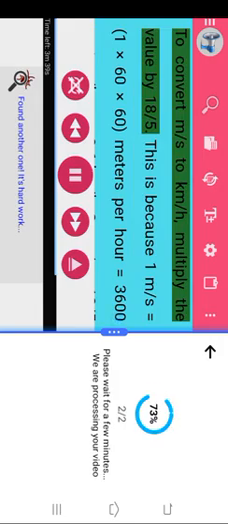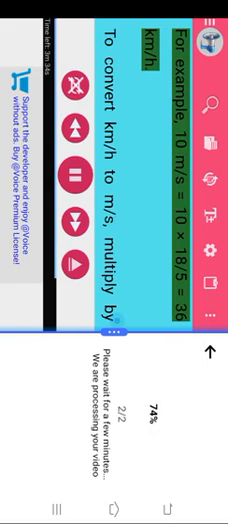To convert meter per second to kilometer per hour, multiply the value by 18/5. This is because 1 meter per second equals 1 times 60 times 60 meters per hour, which equals 3,600 meters per hour, which equals 3.6 kilometers per hour. So, meter per second times 18/5 equals kilometer per hour. For example, 10 meters per second equals 10 times 18/5 equals 36 kilometers per hour.